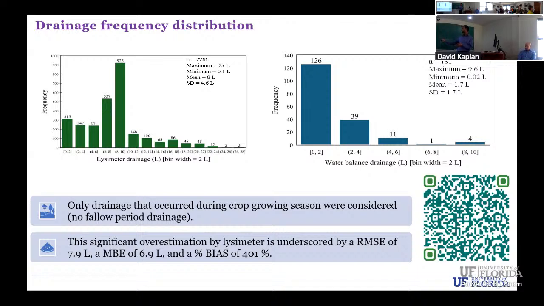But when we run the water balance approach, most of our readings were close to about 1 to 2 liters, right? And 126. So a bias of 401%. And this is a major bias, right? This publication is in press right now, and if you want to know a little bit more about this, you can scan the code.